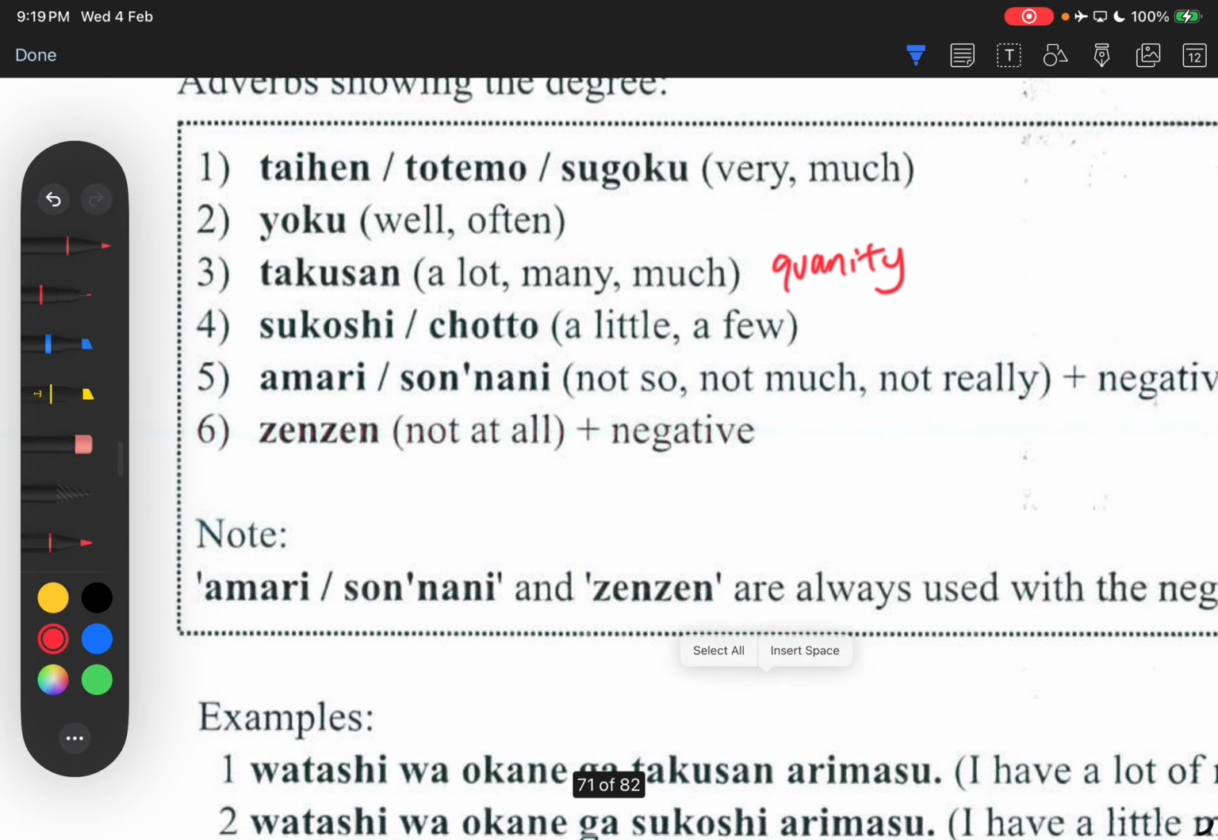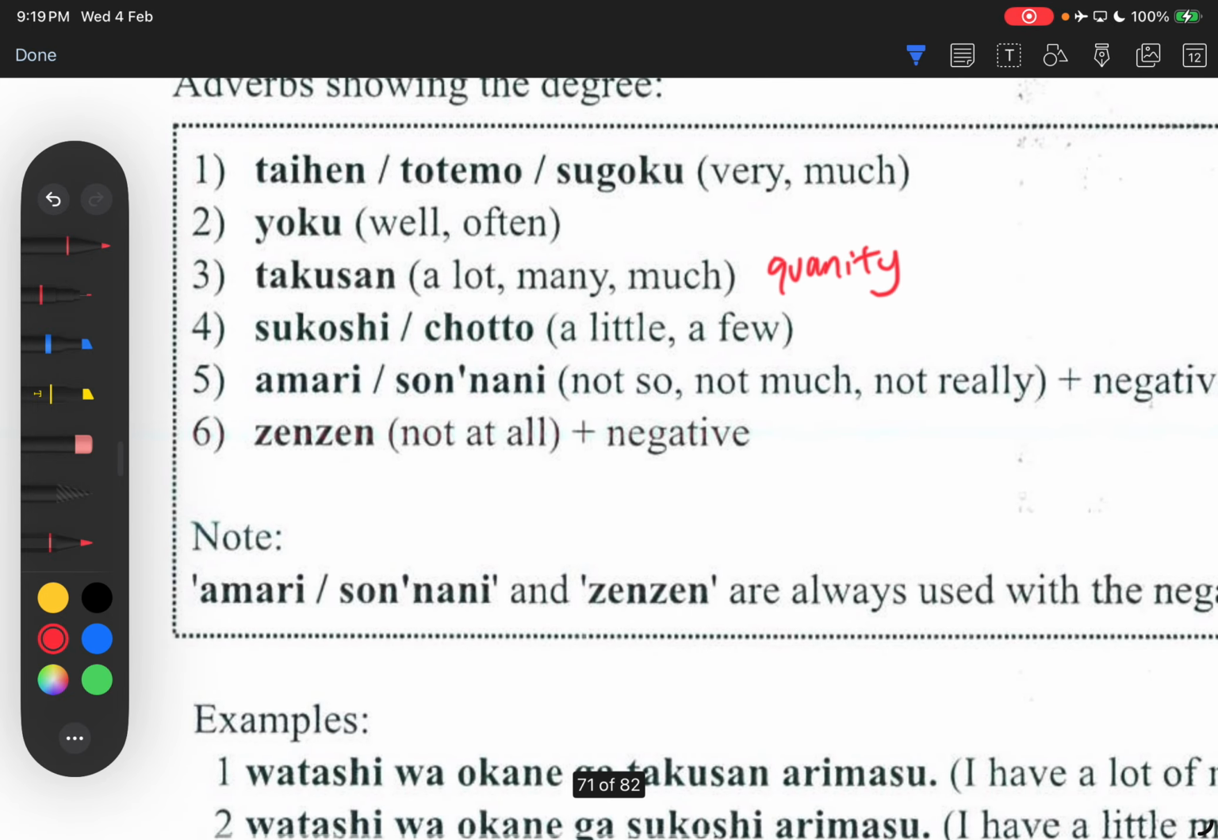Next, number 4. 少し is a little, ちょっと is a few. Number 5, we have learned this before. あんまり and そんなに. Right? We learned it before, right? The thing is, when we use this, we need to end with a negative. We need to end with a negative if we are using this.